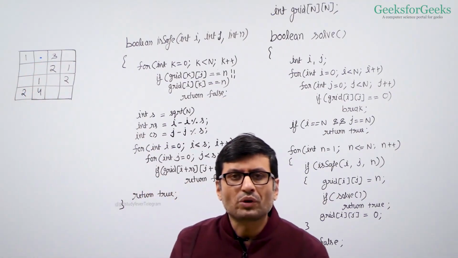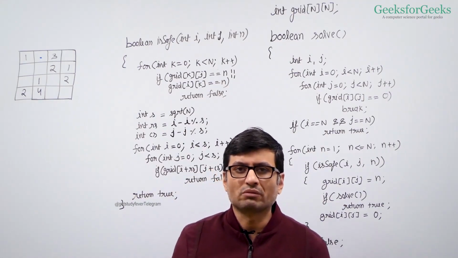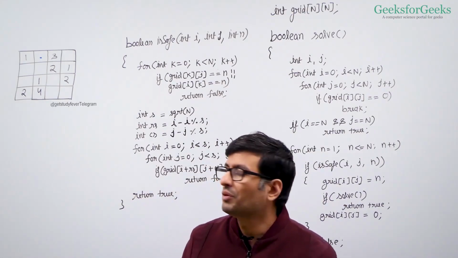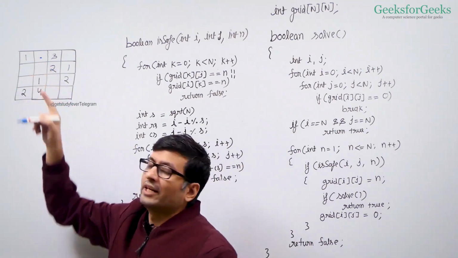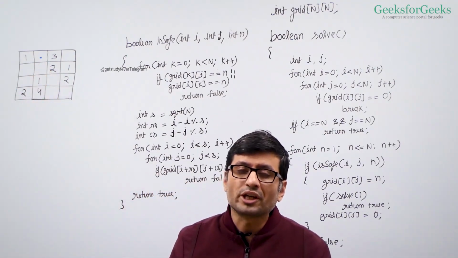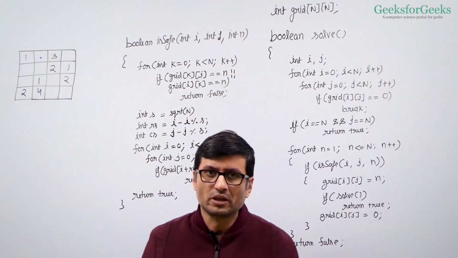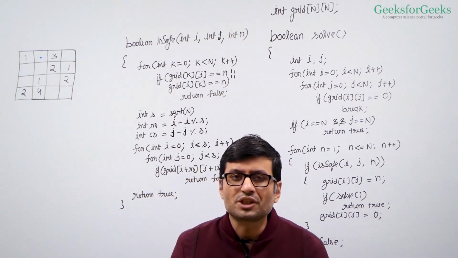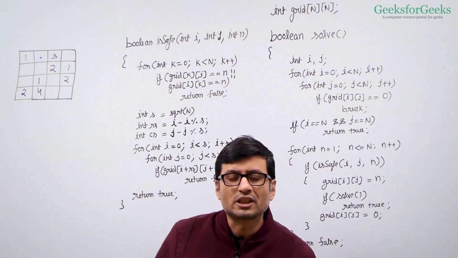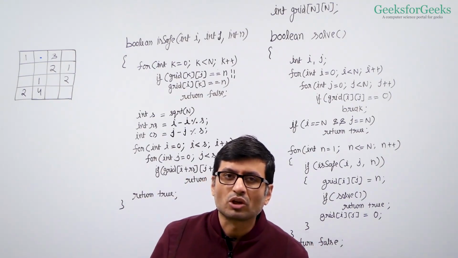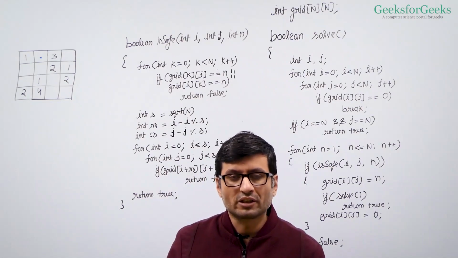Now what we do, we try putting all the numbers in that cell one by one. We begin with number 1. We try putting number 1 here. And we check if putting number 1 is safe here or not, like any other backtracking solution. So in safety, we check for 3 things. Do we have 1 in the same row? Do we have 1 in the same column? Do we have 1 in this grid?